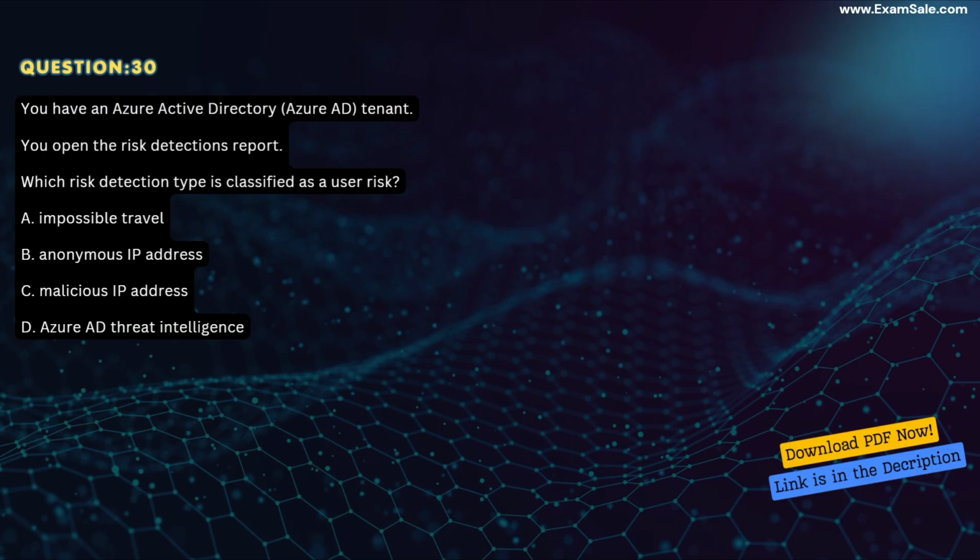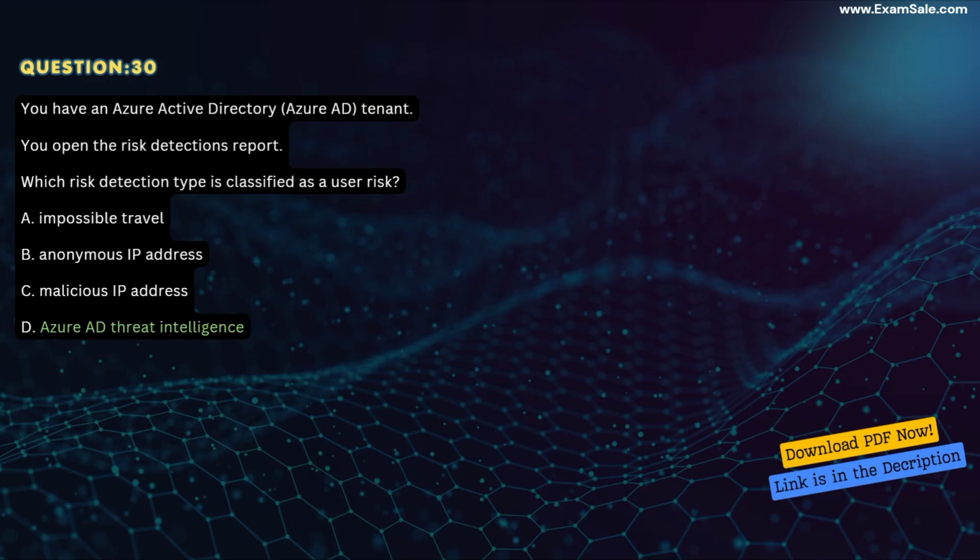Question 30. You have an Azure Active Directory (Azure AD) tenant. You open the risk detections report. Which risk detection type is classified as a user risk? A. Impossible travel. B. Anonymous IP address. C. Malicious IP address. D. Azure AD threat intelligence. Correct answer, D.